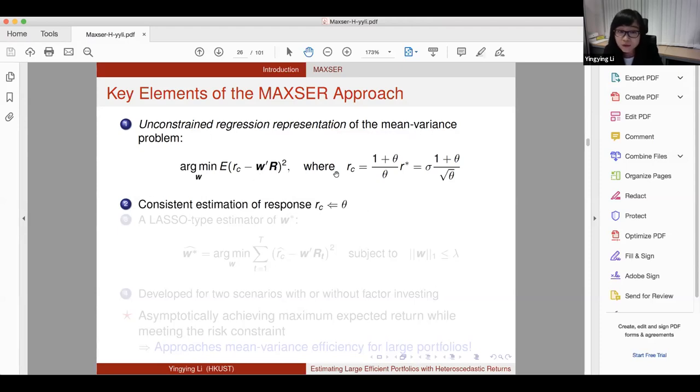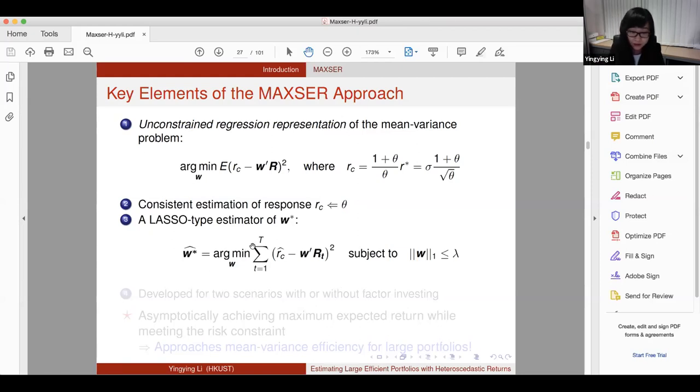In order to proceed, we first have to estimate the response. Estimating the response amounts to estimating the optimal Sharpe ratio. The optimal Sharpe ratio will be the square root of theta, or equivalently theta is the square of the optimal Sharpe ratio. So as a middle step, we estimate the optimal Sharpe ratio theta. And then this is a high dimensional regression problem, so in order to reach the desired consistency, we have to use sparse regression, such as lasso. The lasso here will be able to give us consistent results if we have the sparse structure. So it's going to give us a sparse portfolio.